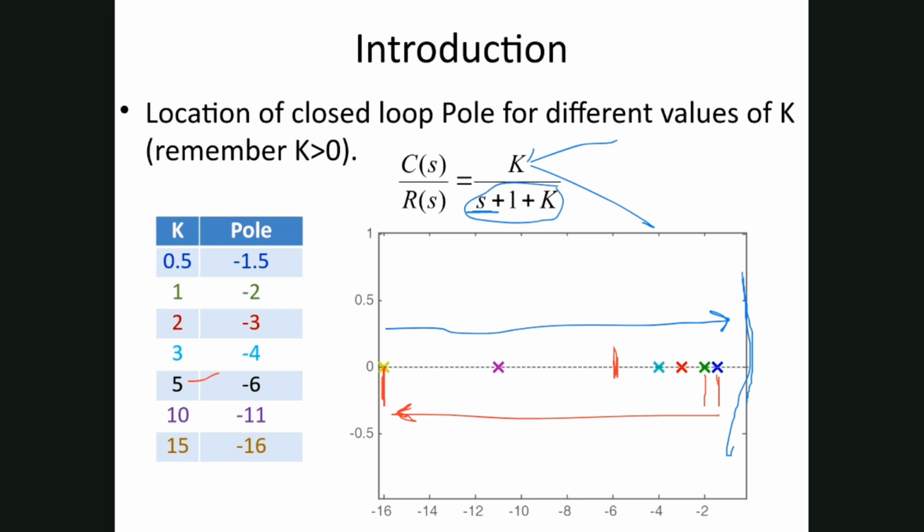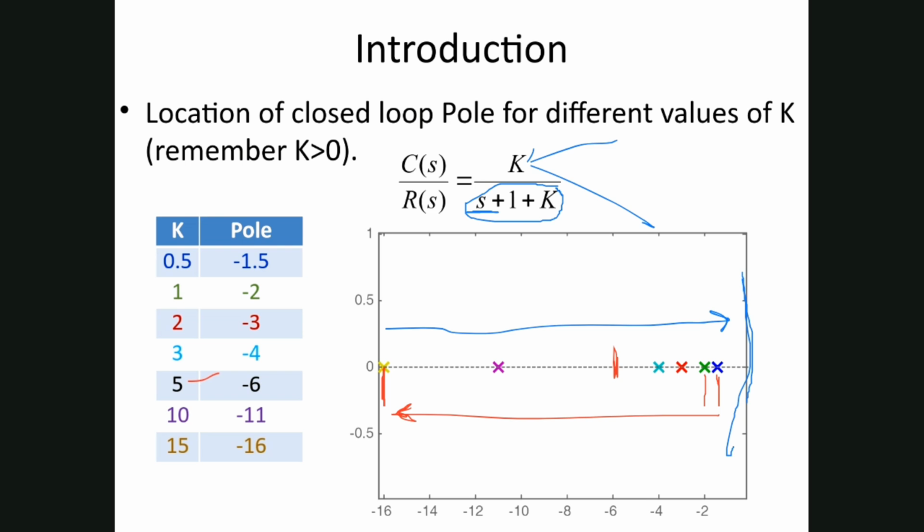The roots of the denominator are nothing but the poles. For a first order system, it is pretty simple to check the location of the poles with different values of k. But as we increase the order of the system, let's say to third order or fourth order, you have more poles for that particular system.